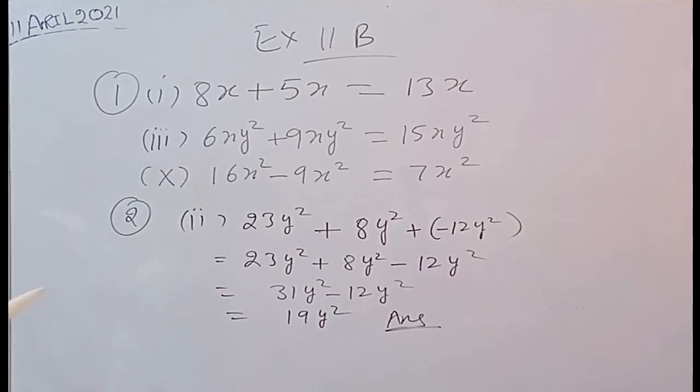Plus 23 and 8y square are having the positive sign, so we'll add together, that will give the 31. So 31y square minus 12y square, that will give 19y square as the answer. So in that manner you will do question number 1 and 2.